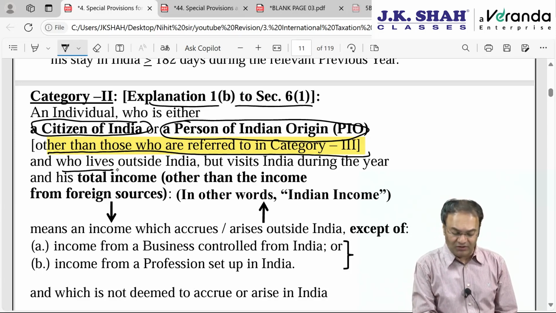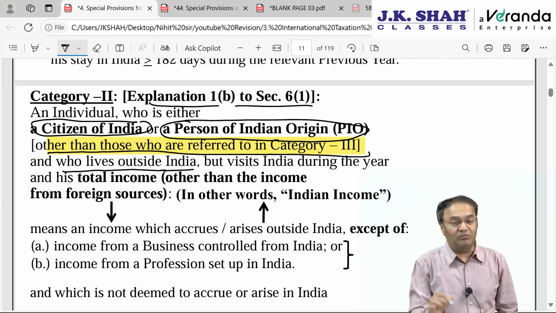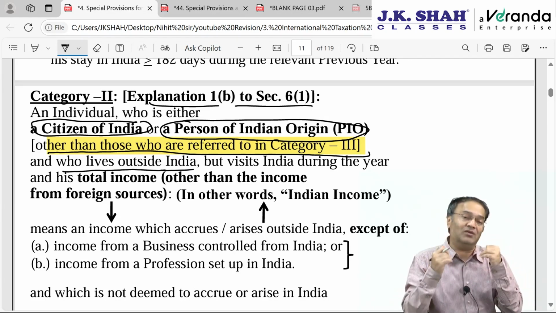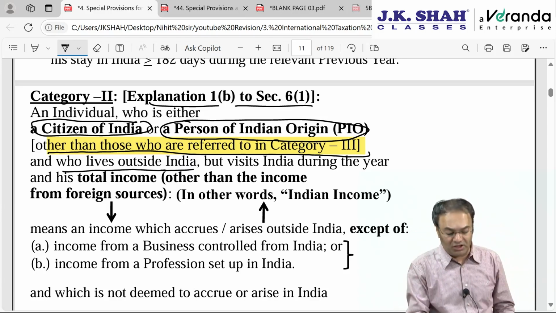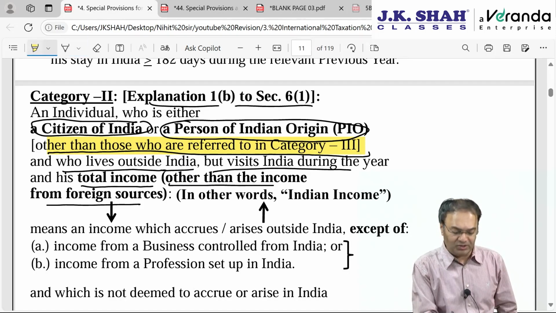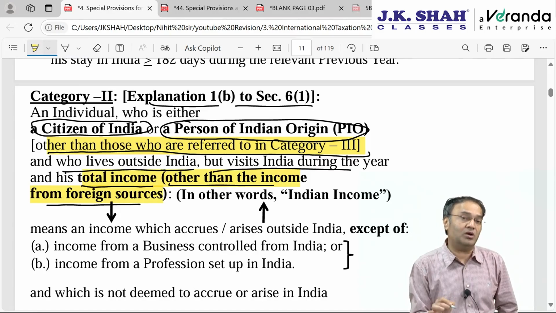Citizen of India who lives outside India means not the person who lives in India leaving India, no, that will be a person covered by category 1. Category 2: he is living abroad only, but he comes to India for a visit and his total income other than income from foreign sources. What does this mean? Total income other than income from foreign sources would mean Indian income.